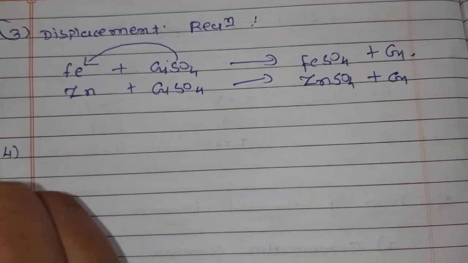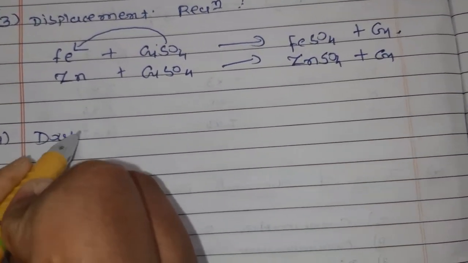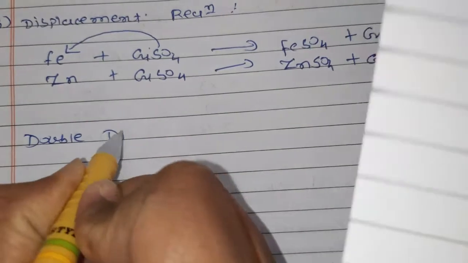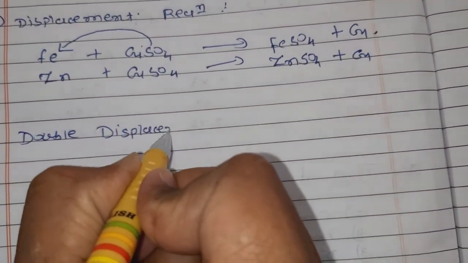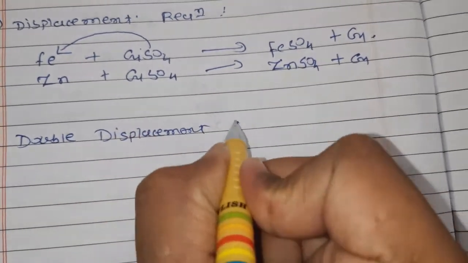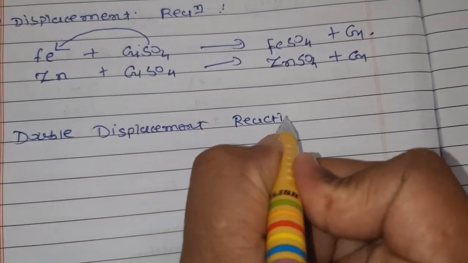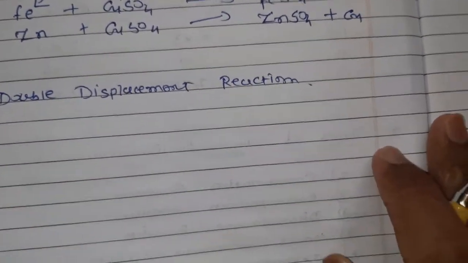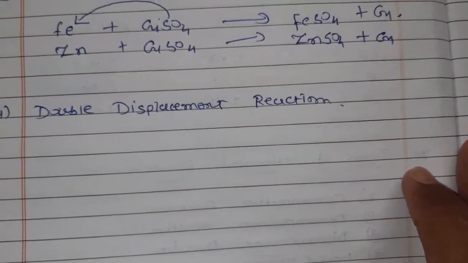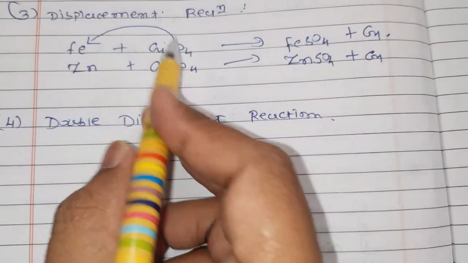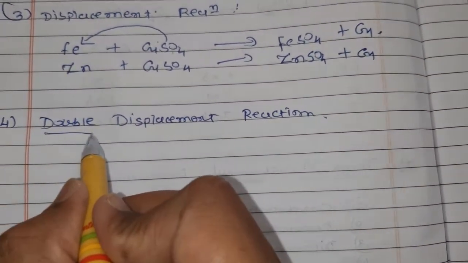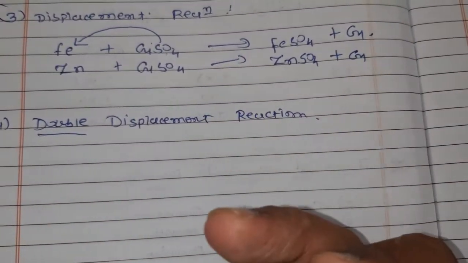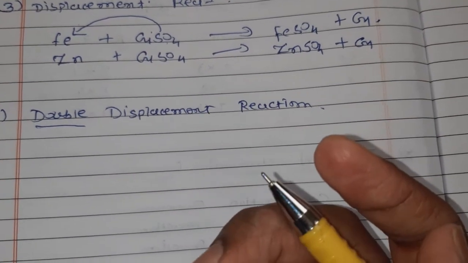The fourth one is the double displacement reaction. In the displacement reaction, only one anion is displaced. In this reaction, double means that two anions are displaced with the other cations.